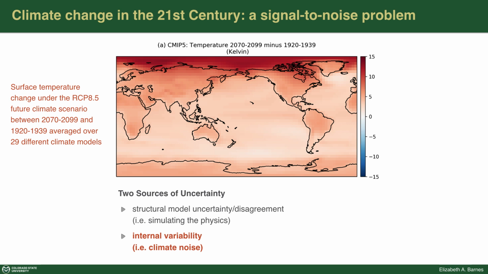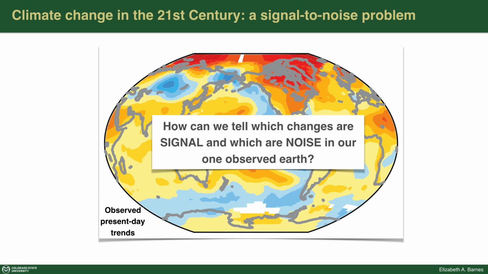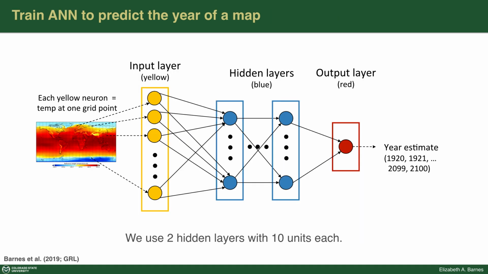Now, these two sources of uncertainty make things really difficult for us because on Earth, we really only have one world, and that one world shows particular trends. For example, here are observed present-day trends in temperature. And the big question we're always asking is how can we tell which trends or changes are signal and which are the noise in this one observed Earth? So I'm going to show you how we are approaching this today with neural networks.